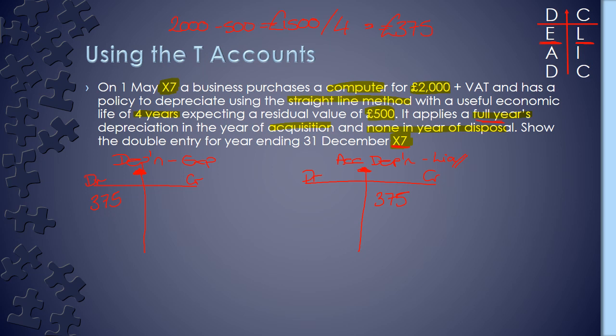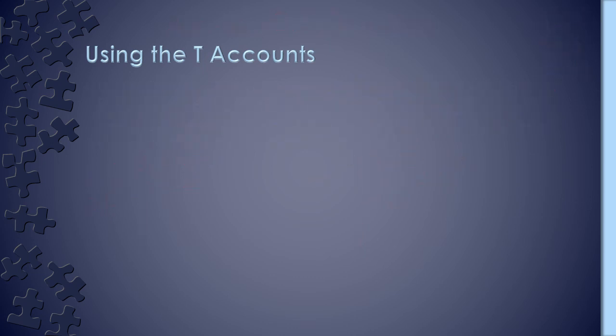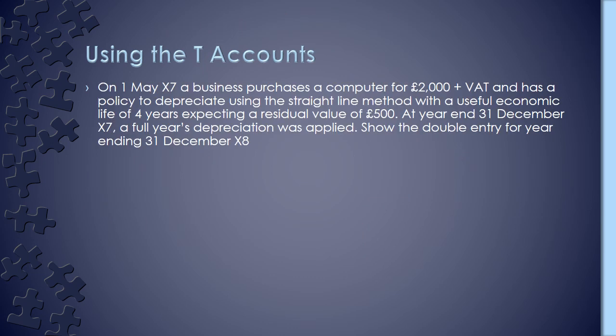On the next slide, we'll go on to having a look at when it's in the second year or another year, and how the accumulated depreciation works in that instance. Okay, so bringing up that question again, and let's bring up our debit credit in the corner. So it's the same question, but the only difference here is that we're told at the year ending 31st December 7, which is the year that we purchased in, a full year's depreciation was applied.